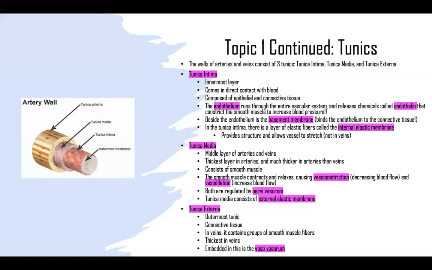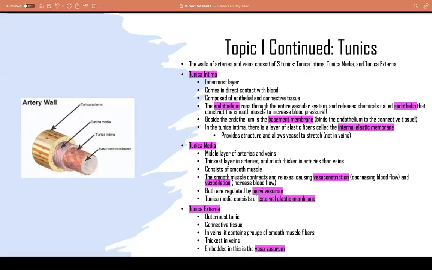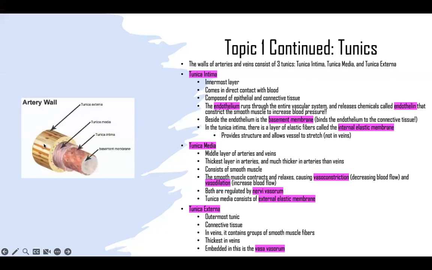The tunica externa anchors blood vessels to surrounding tissues, and embedded in the tunica externa is the vasa vasorum, which is a collection of small blood vessels that brings required nutrients and oxygen to vessel walls. And right here is the tunica externa.